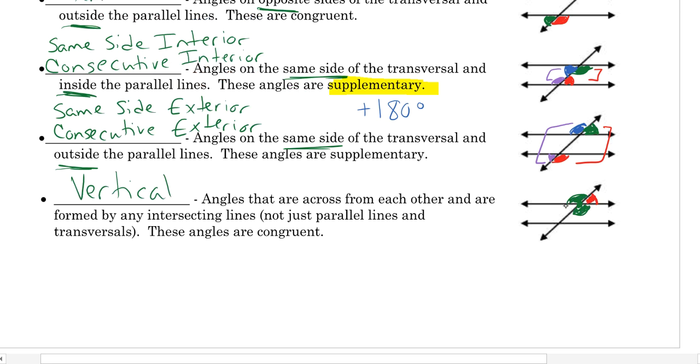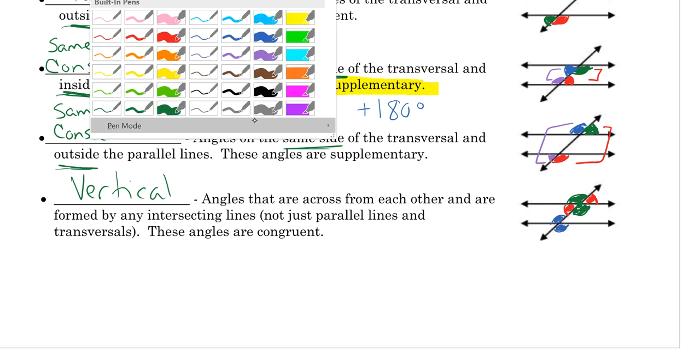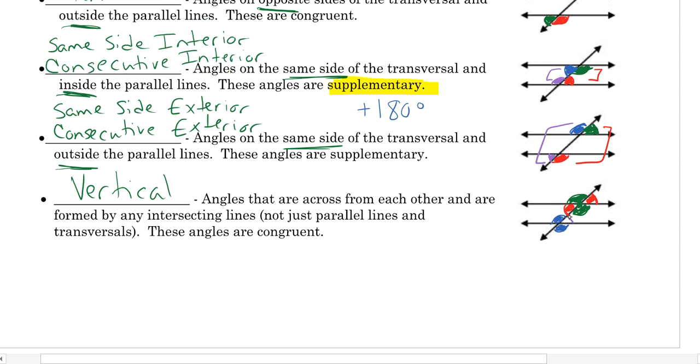And we can see that just as we did with our corresponding angles, we have about 4 sets of vertical angles. And last but not least, right there.